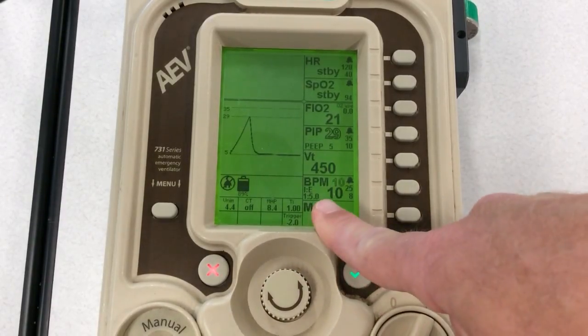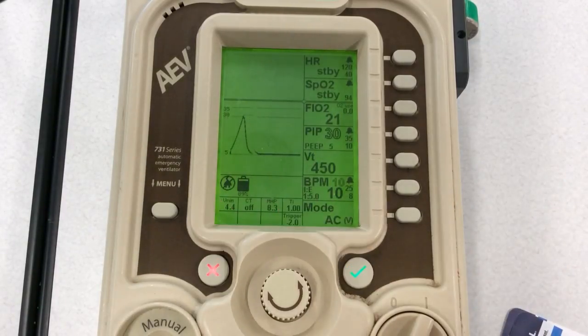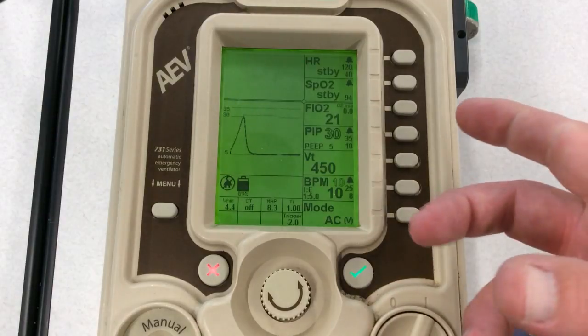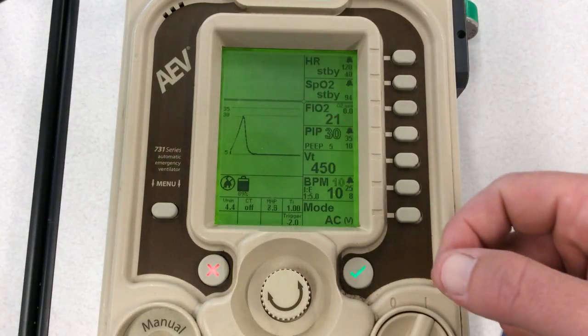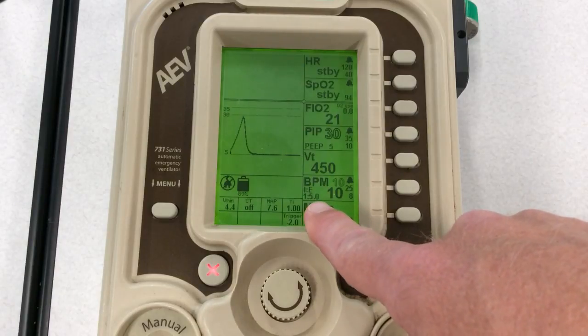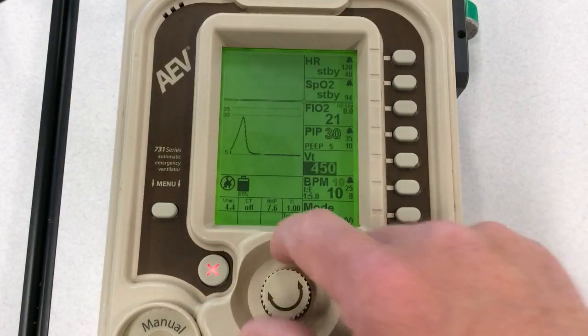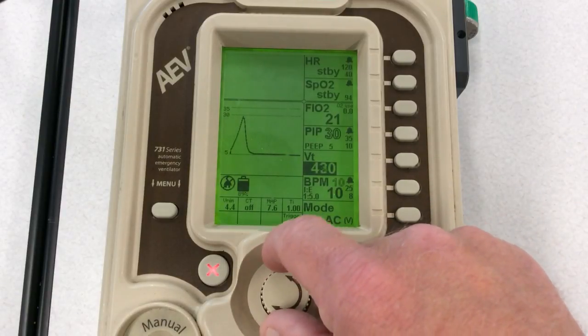If you aren't getting all the air out that you put in and you're getting incomplete exhalation, an alarm will show up here: an incomplete exhalation alarm. There are a couple of things you can do. You can increase the IE ratio a little bit more. I wouldn't go much higher than this, but I might also lower the tidal volume a little bit if all the air that's going in isn't coming out.